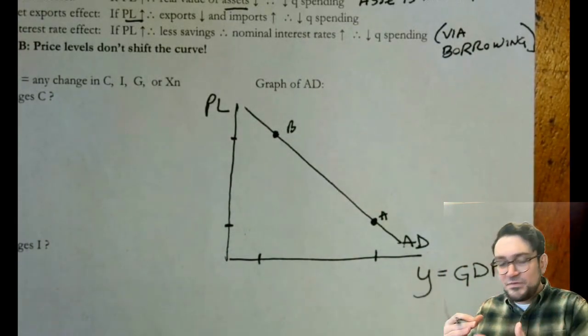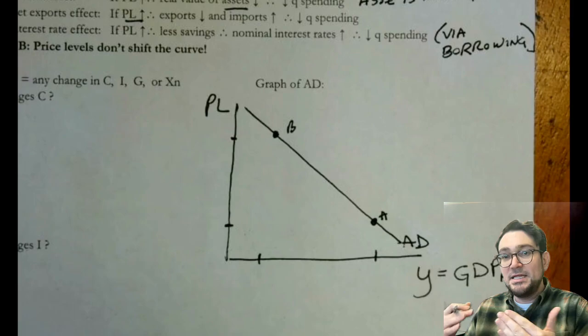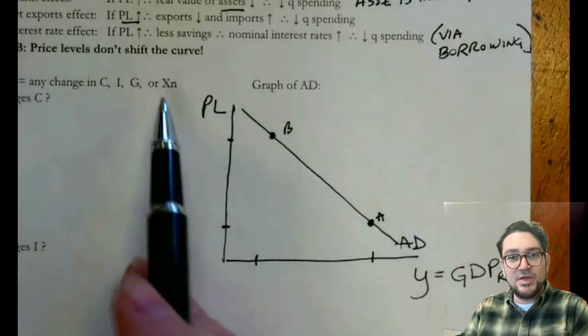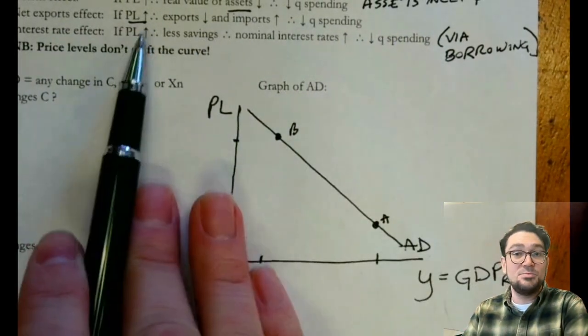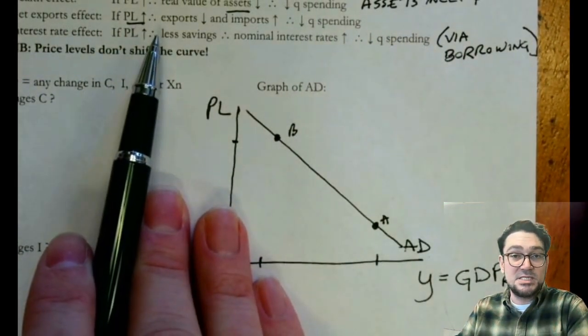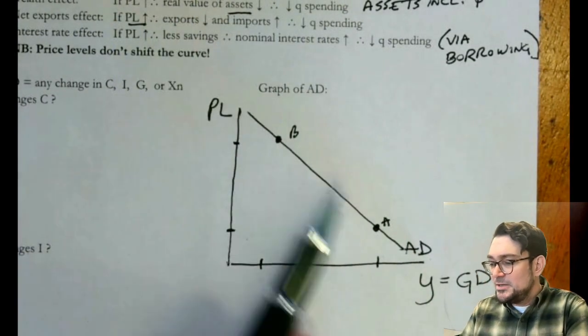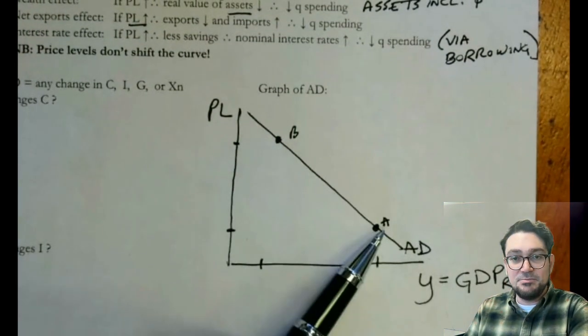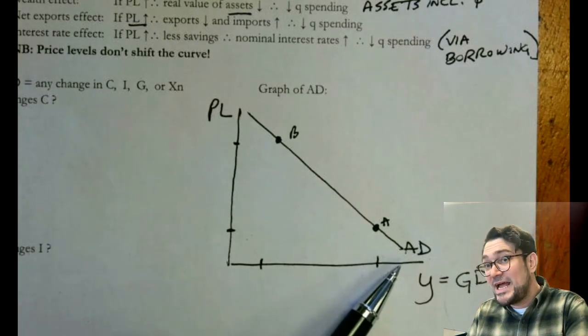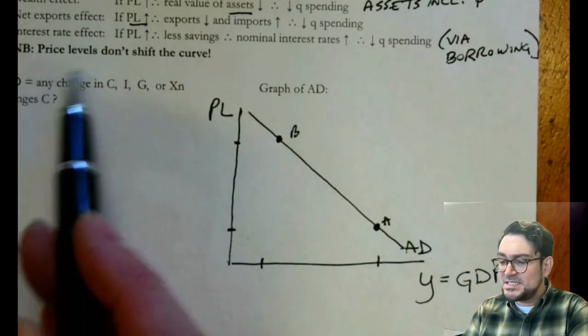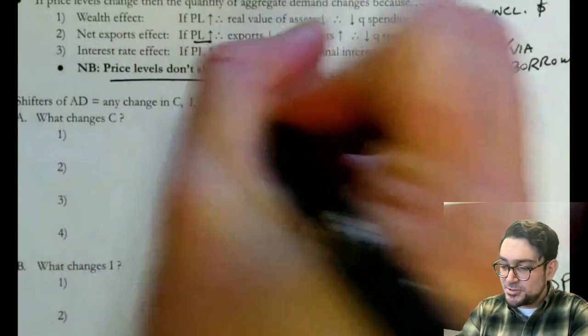And so that confluence of those factors means that we're not going to spend as much, right? And that's because we're not going to be able to borrow as much because people who are savers are going to need that money for themselves. So, for a confluence of reasons, we would say that price levels cause a movement along, or a slide along, the aggregate demand curve. It does not shift the curve, right? Price levels don't shift the curve.